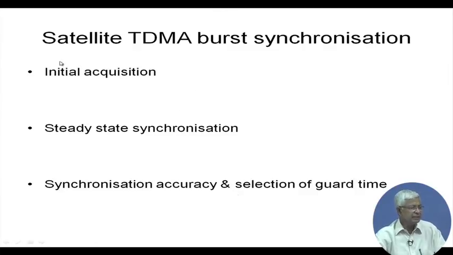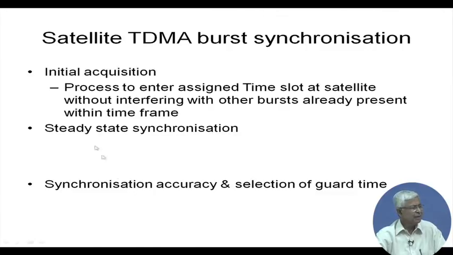Now, satellite TDMA burst synchronization can be divided into two parts. One is the initial acquisition, another is the steady state synchronization, and we will discuss these two. From these two we will try to see what the synchronization accuracy is and how you select the guard time. Now, initial acquisition is a process to enter the assigned time slot at the satellite without interfering with the other bursts which are already present within the time frame.